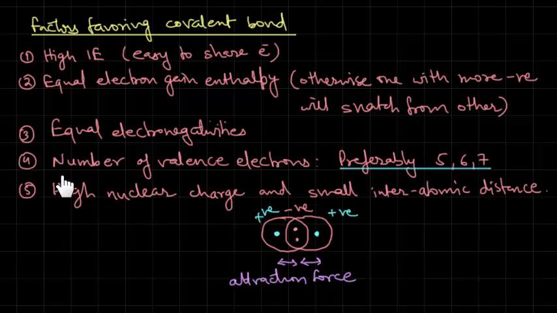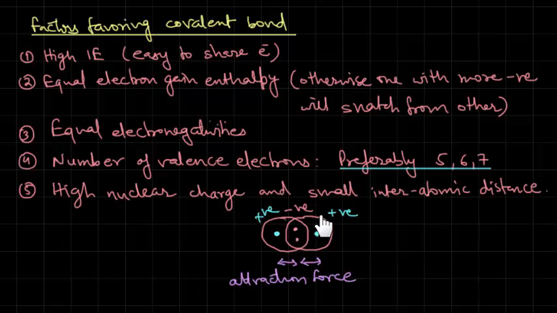Similarly, equal electronegativities. Number of valence electrons should be preferably 5, 6 or 7. Obviously if it has a lower number of valence electrons, then that atom has a tendency to give away its electron rather than sharing. So only when the valence electrons are nearer to 8, then it will have a tendency to share the electrons. High nuclear charge and small interatomic distance.